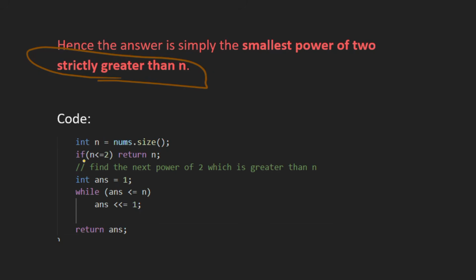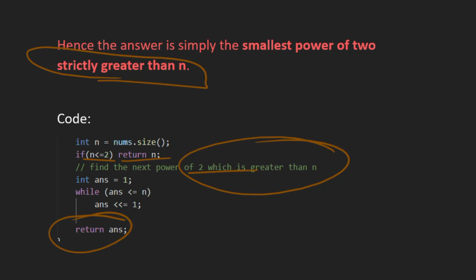So here we can see, in the special case, if n is less than or equal to 2, then we have to return n, else we'll find the next power of 2 which is greater than n, and that is our answer, right? So we return that as the answer. So I hope I'm able to explain you the solution properly, and even the proof, like how we are getting numbers greater than n in the distinct values.